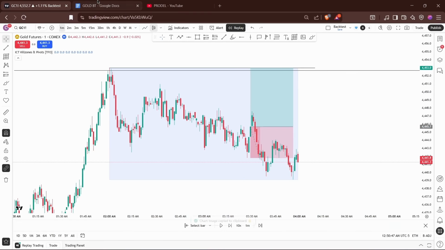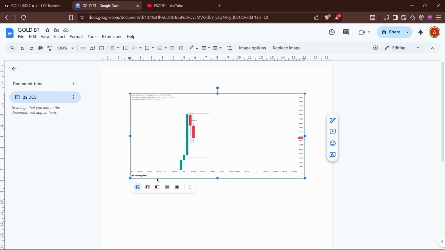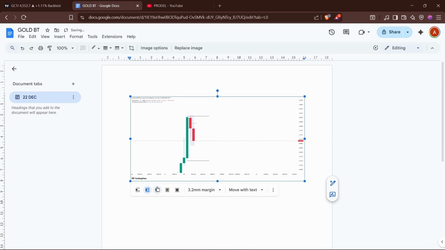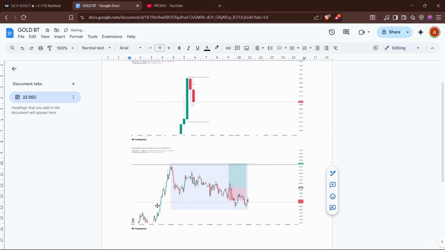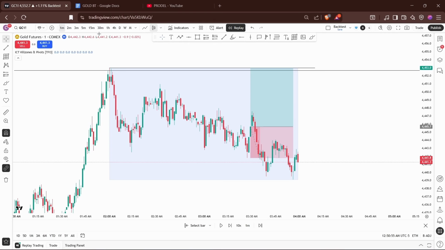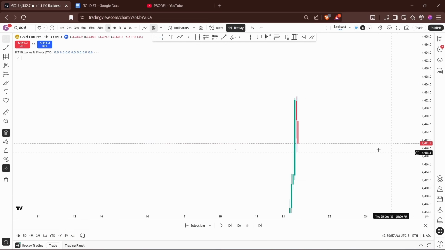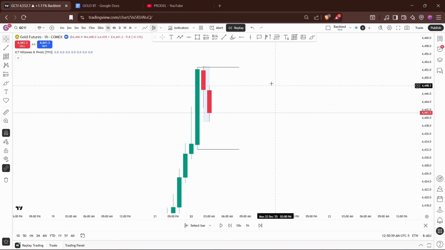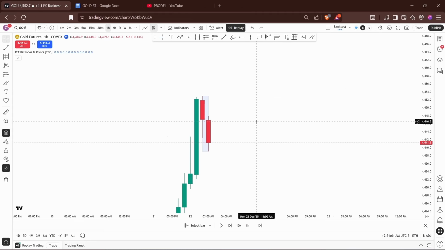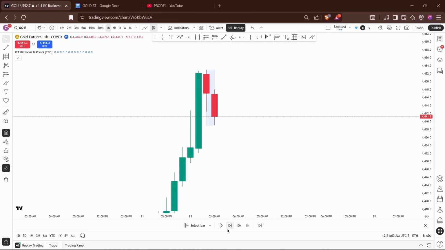This is the complete trading plan that I use every day to trade gold, and you can use it on any other pair. I suggest you use it only in a session, London session or New York session, or you can use it on the Asia session also. It depends on which pair you choose. Let's see the New York session.